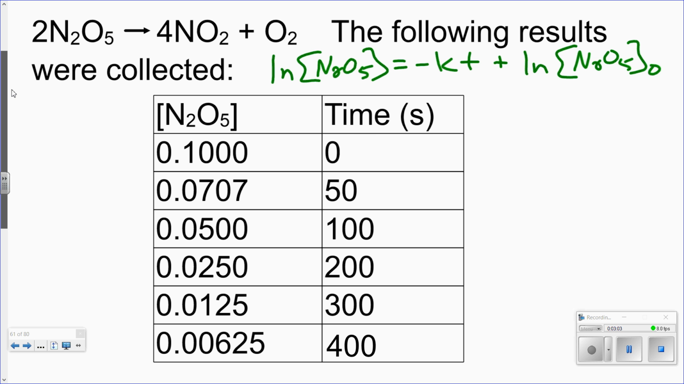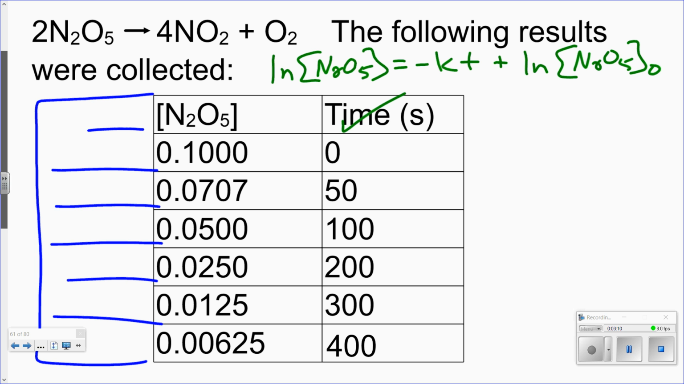So here's time. We're good there. The problem is we don't have natural log, so we have to make a whole other column of data of the natural log of N2O5. So what we do is get out our calculators, use the natural log button, type in ln 0.1. That gives me negative 2.30. Same thing, clear that out. Natural log 0.0707. That gives me negative 2.65.